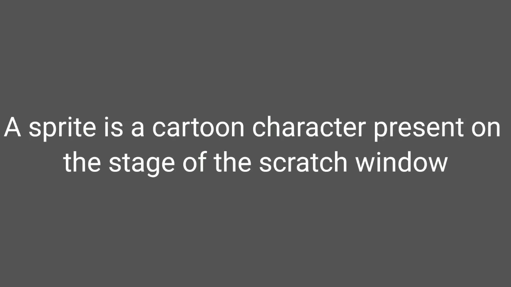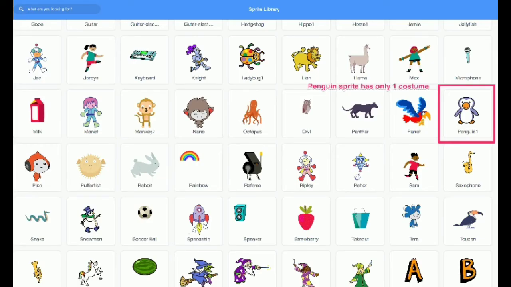A sprite is a cartoon character that is present on the stage of the Scratch window. Okay, this is the definition of a sprite. A sprite is a small cartoon character that is present on the stage of the Scratch window. See, like what you see in this picture, sprites are small cartoon characters, and we can use these cartoon characters in order to perform different actions in our Scratch program.